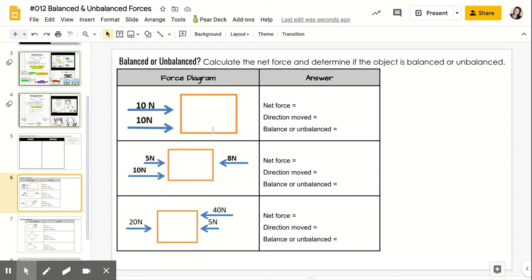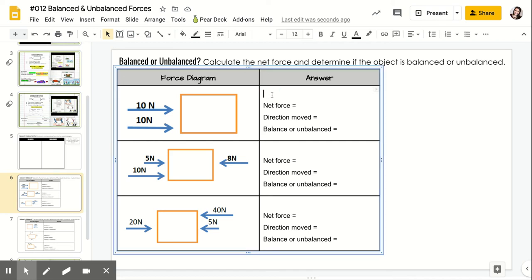So example here, we have 10 newtons to the right, 10 newtons to the right. You do need to show your work. If you're not showing your work, I am going to count it wrong. So 10 newtons, 10 newtons. So 10 plus 10 is 20 newtons. Okay, so here you're just going to put 20 newtons.